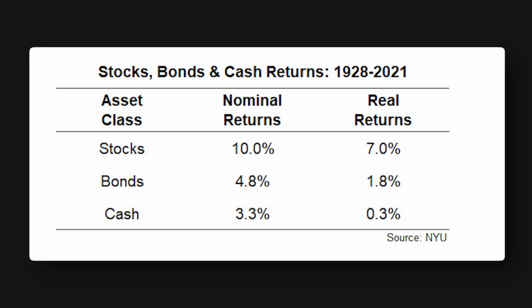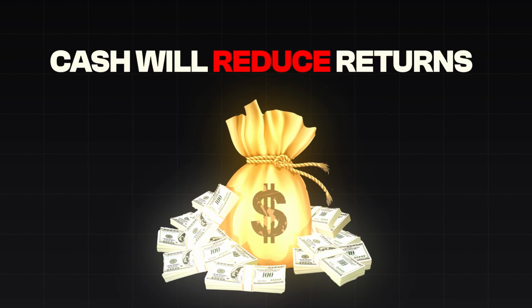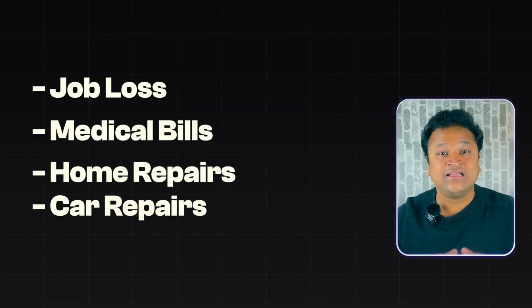Before discussing the right allocation between stocks and bonds, let us first talk about the amount of cash you should hold. As we saw in our table, holding cash in your savings account or money market account will not produce any meaningful inflation-adjusted returns. Therefore, holding too much cash will hurt your portfolio returns. However, life is unpredictable, and having some cash to cover your emergency expenses such as job loss, medical bills, or home and car repairs is very important.